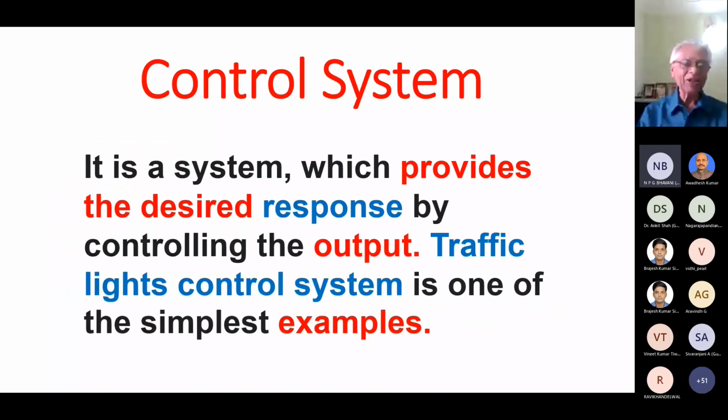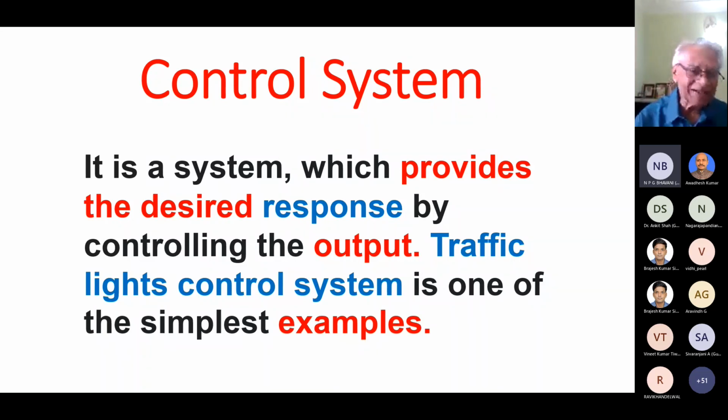So control system, if I want to define it, it is very simple. It is a system which provides the desired response by controlling the output. That is the crux. If I want any output I get, then I don't require any controlling system. Whatever output I'm getting strictly depends on the input, and I'm happy with it. But if I want to control it, then I need to have a control system.